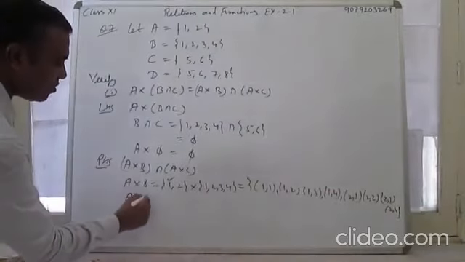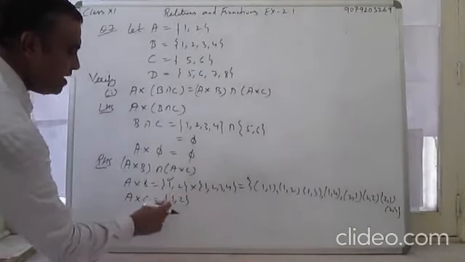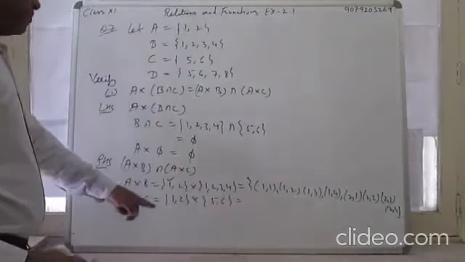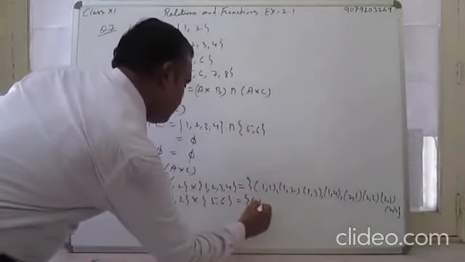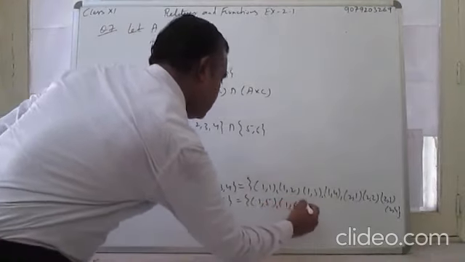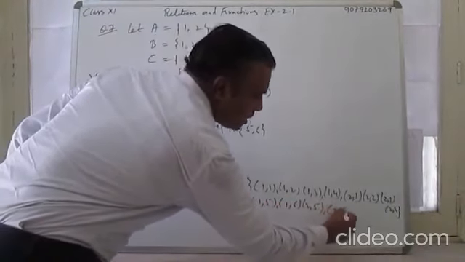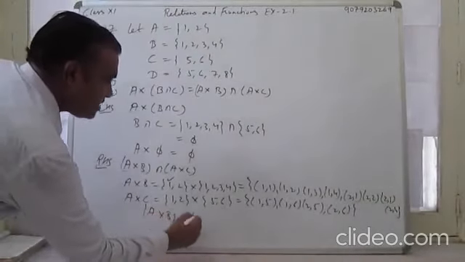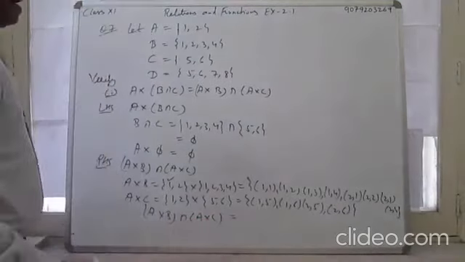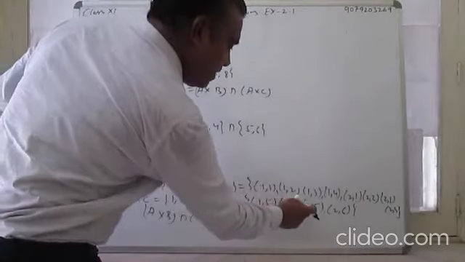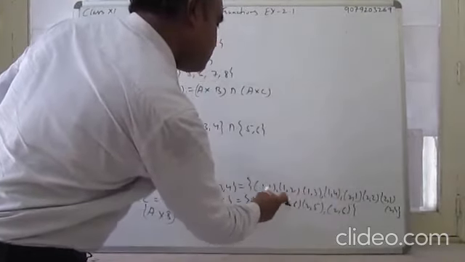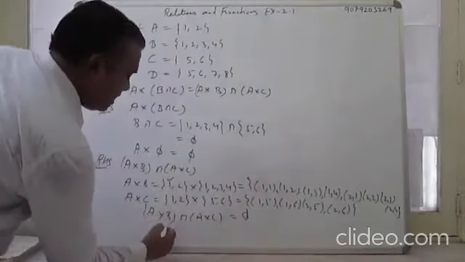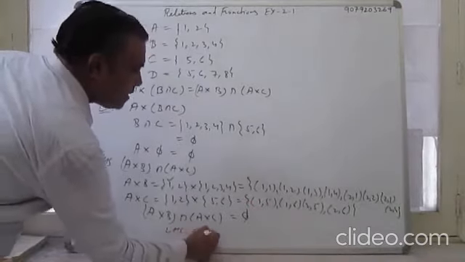Now I will take A cross C. The A set is {1, 2} and the C set is {5, 6}. So how many ordered pairs? 4: (1,5), (1,6), (2,5), (2,6). So what is (A cross B) intersection (A cross C)? Is any ordered pair common? (1,1) you find here, (2,5) you can find here, (1,6), (1,5). So nothing is common, so it is the null set. This proves that the left hand side is equal to the right hand side.